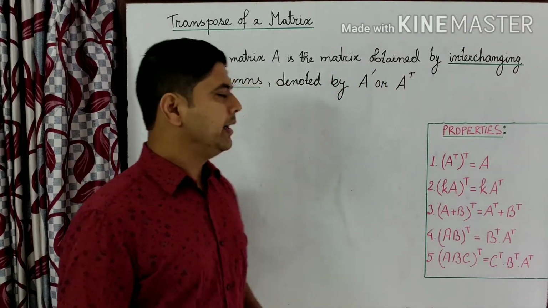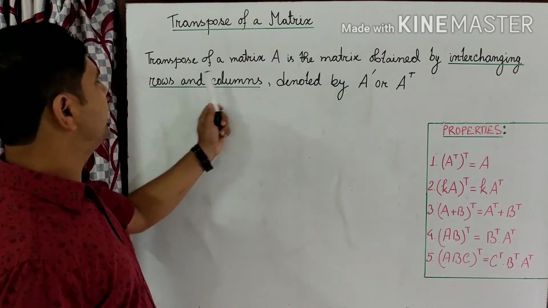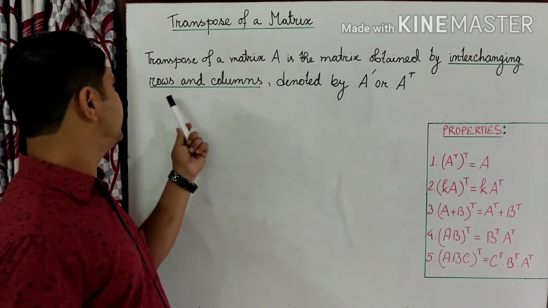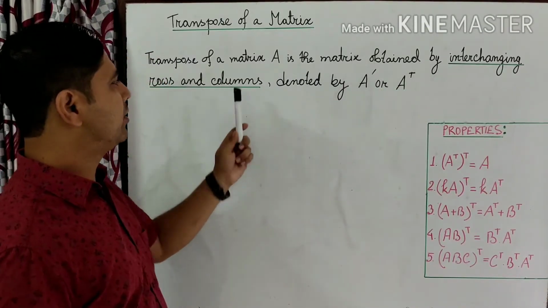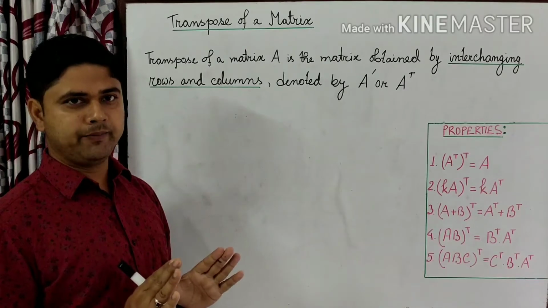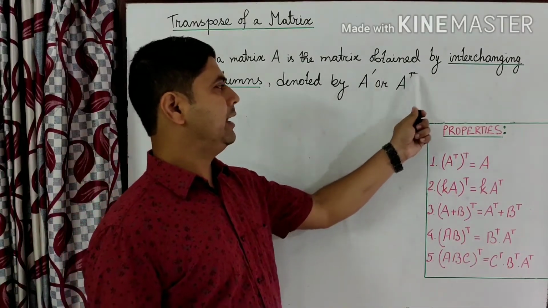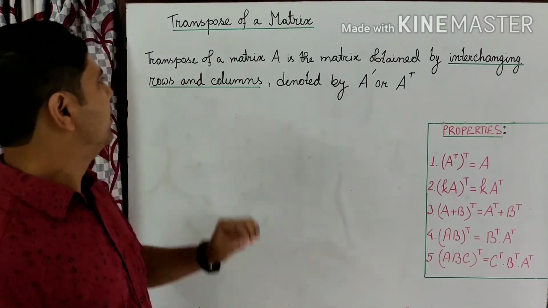Simply, here, if we consider A be a matrix, the transpose of a matrix A is a matrix obtained by what? Interchanging rows and columns. Interchanging what? Rows and columns. These things are so important. Which is denoted by the symbol either A dash or A T. That means this symbol we use to represent what?